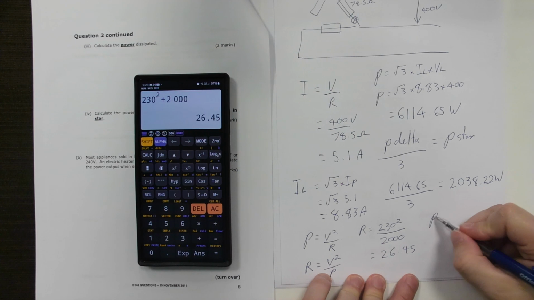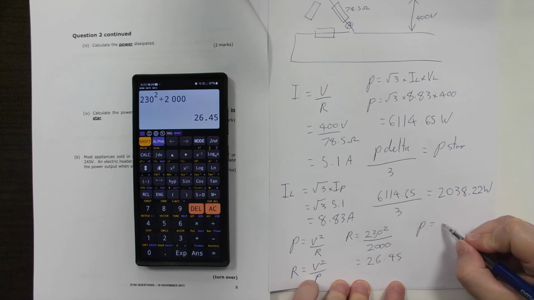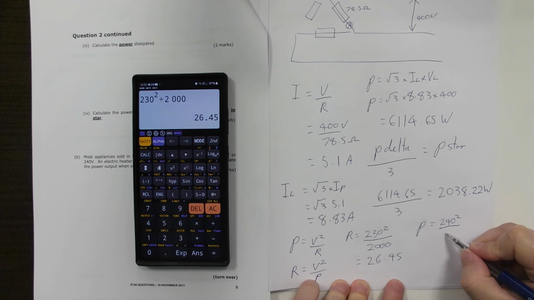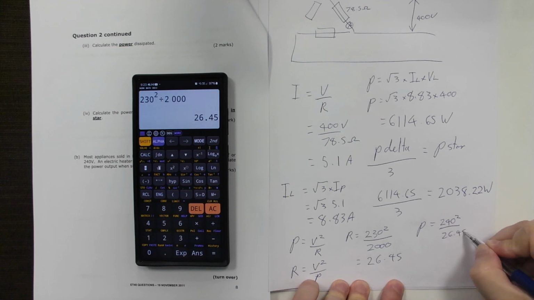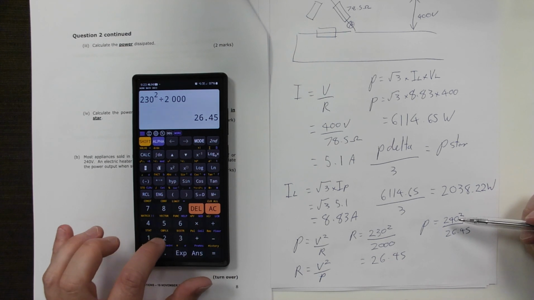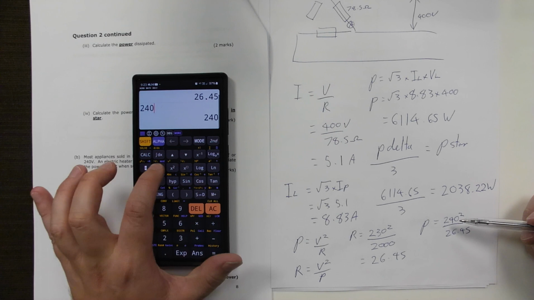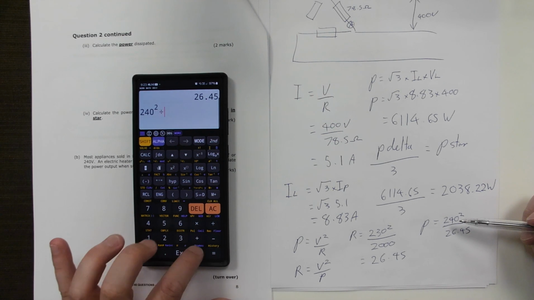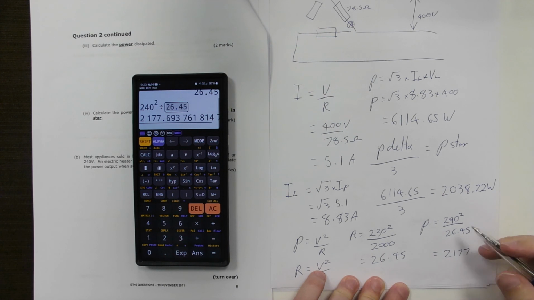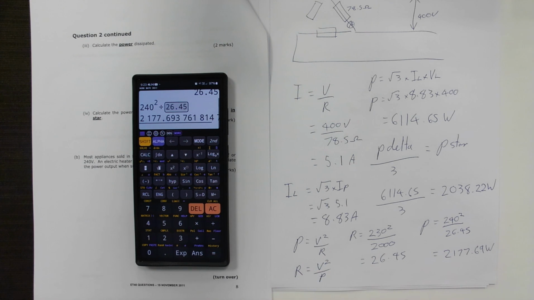And now we want to calculate the new power. So power equals 240 squared over 26.45. And we can now get our value, 240 squared divided by answer. And we get equals 2177.69 watts. We go and grab the answer sheet wherever I put it.